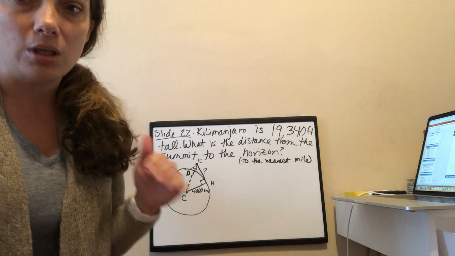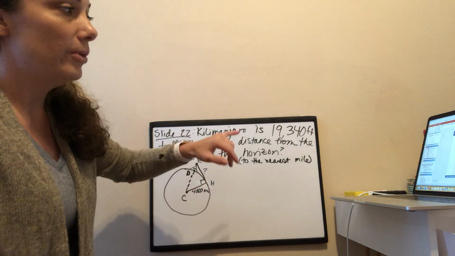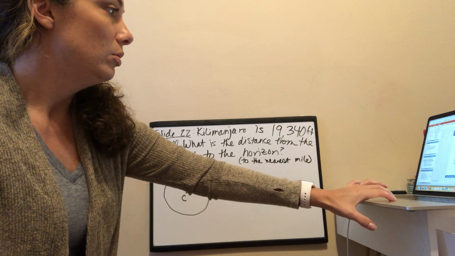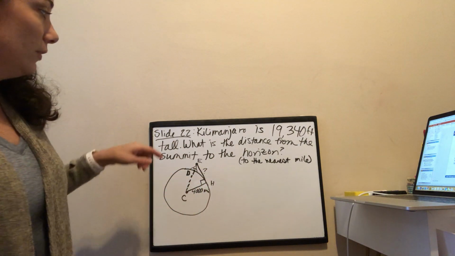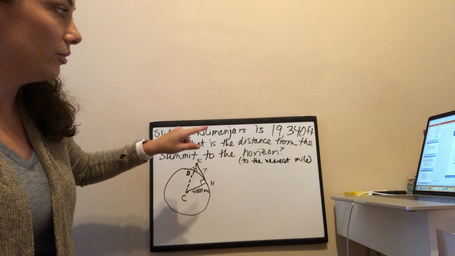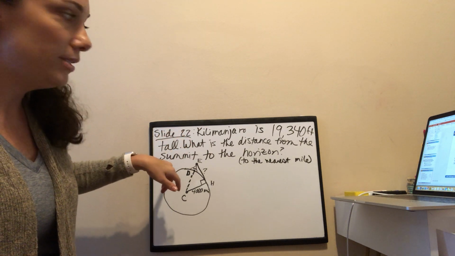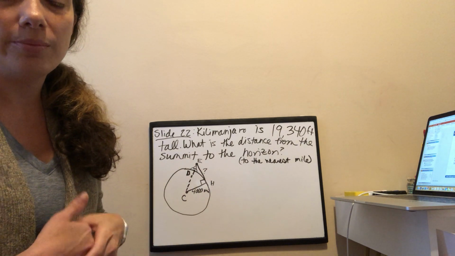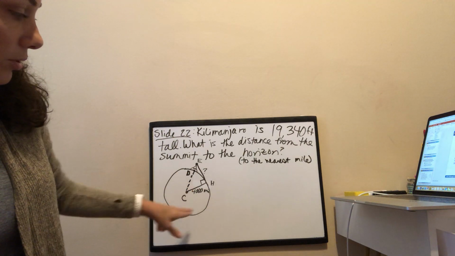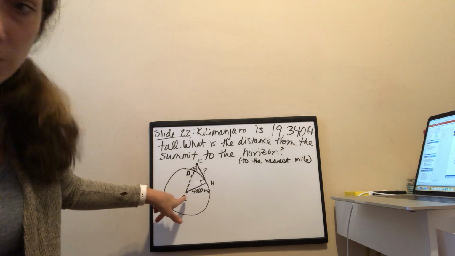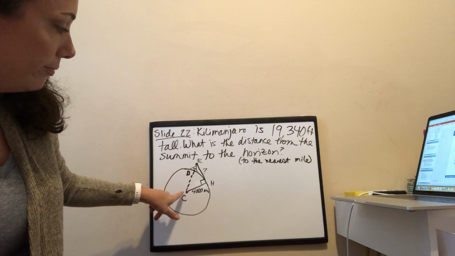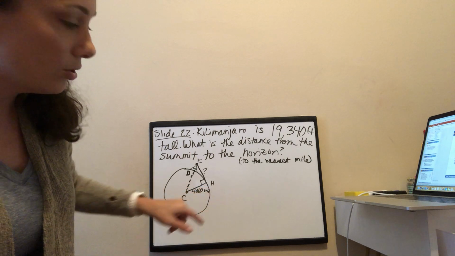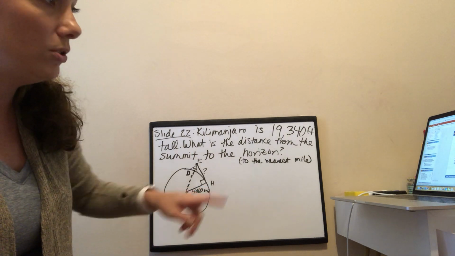The answers and the work are all in the slides as well if you can't read this that well. But I've basically just put slide 22 on my whiteboard here. So it says Kilimanjaro is 19,340 feet tall. What is the distance from the summit to the horizon? You'll see a lot of horizon examples when we're talking about circles. So the circle is supposed to be Earth. C is represented as the center of Earth. They round the distance from the center of the Earth to the surface to 4,000 miles.